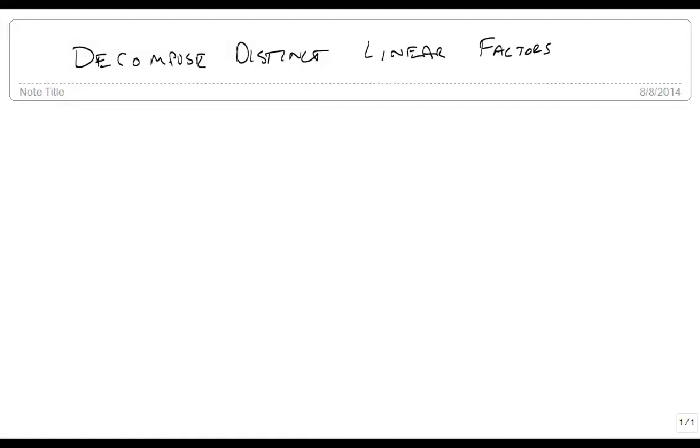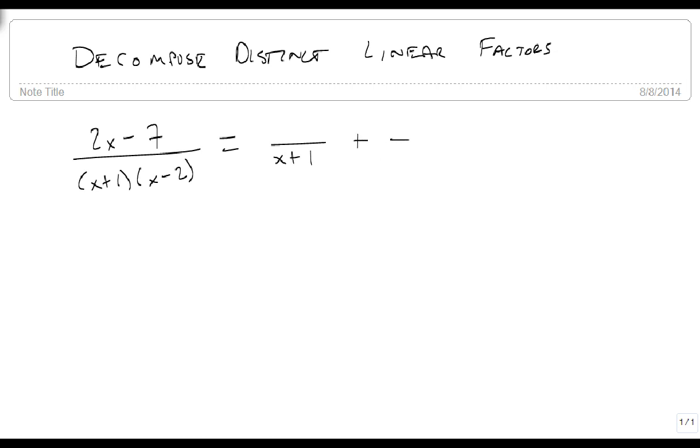We're now going to start with our first and easiest case, and that is when we need to decompose distinct linear factors. So suppose we start with the rational (2x - 7)/((x + 1)(x - 2)). The first thing we're going to do is recognize that because these are distinct, we have a possibility of having an x + 1 and an x - 2 term, partial fractions of this 2x - 7.